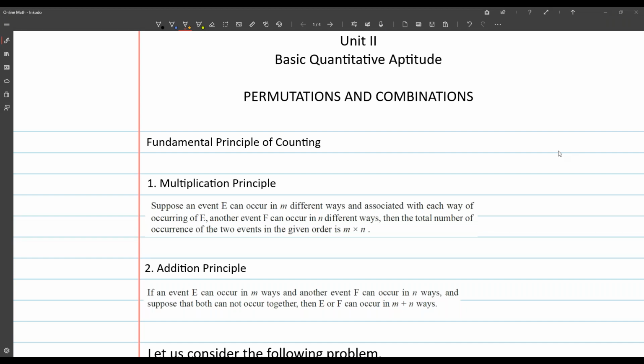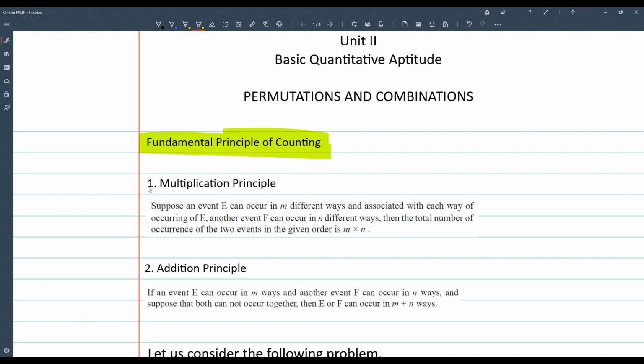Hello, good morning everyone. Myself Praveen Sahu, and in my demo class today I'm going to present the topic permutations and combinations from the unit number 2, basic quantitative aptitude. Well, in this particular session I'm going to discuss the fundamental principle of counting. Before studying permutation and combination, we should have knowledge about the fundamental principle of counting.